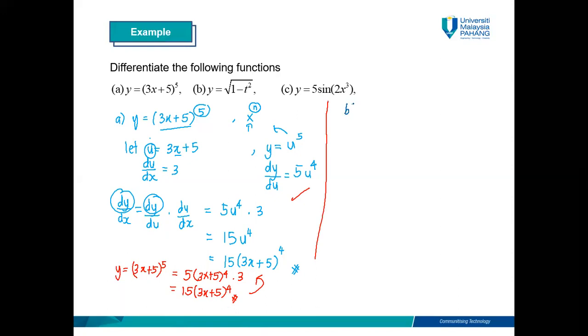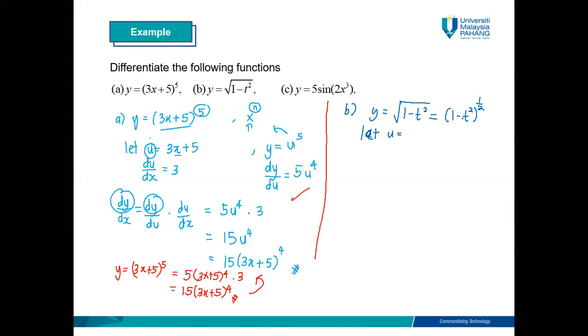B. Y is equal to square root of 1 minus t square. So, sorry, let u sama dengan, kita nak let apa ni? Apa yang kita boleh buat? Square root of 1 minus t square. Kita alter dulu. Okay, kita rearrange dia dulu. Dia jadi apa? 1 minus t square. Square root ni adalah actually kuasa 1/2.